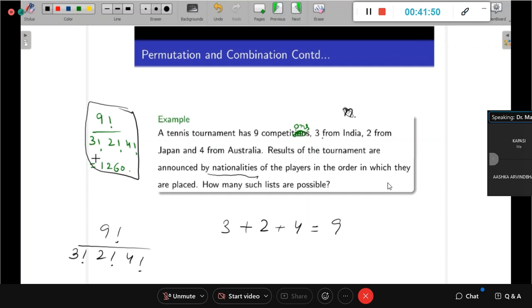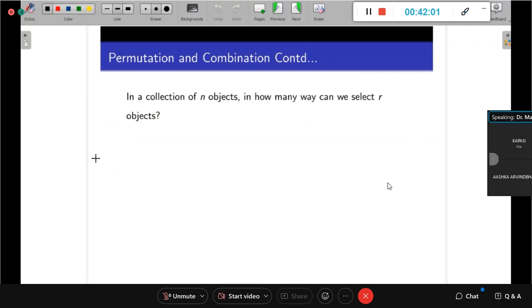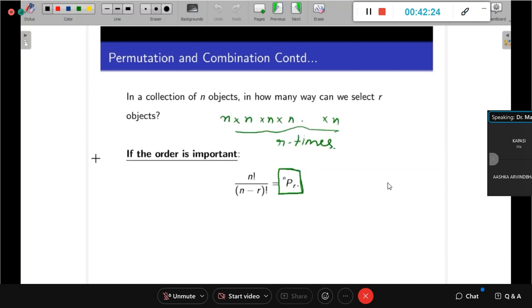Now the situation will be different when you are not announcing the results with respect to the nationalities. Now the question is, in a collection of n objects, in how many ways can we select r objects? I hope you are very familiar with nCr and nPr. So let's try to answer that. How many ways can we select r objects?